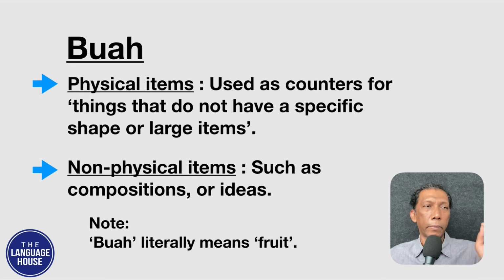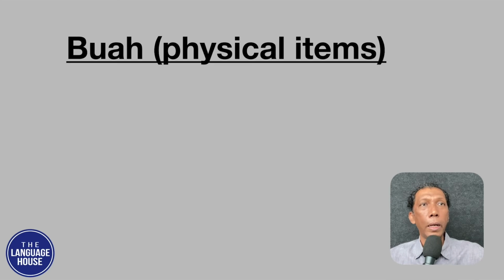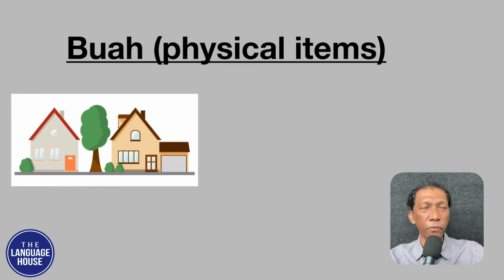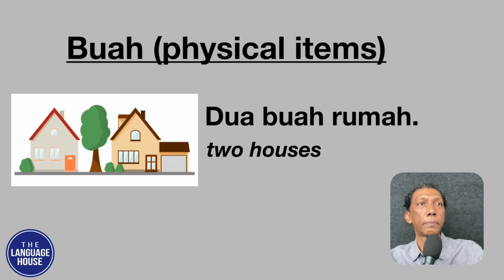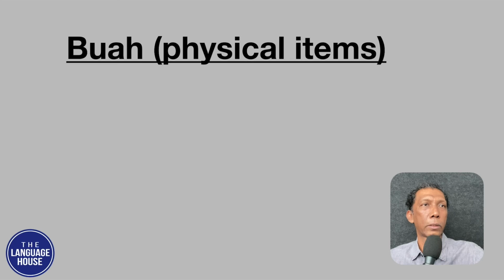Now don't confuse yourself with buah, the noun, which means fruit. Fruit is fruit as a noun, but as a counter it's buah. Let's get into more detail. Buah for the physical items is, for example, houses. Houses in Malay is rumah. Two houses. How do you say this? Satu, dua. Two houses, two buah rumah. Yes, correct. Two, and then the counter is here, buah rumah.